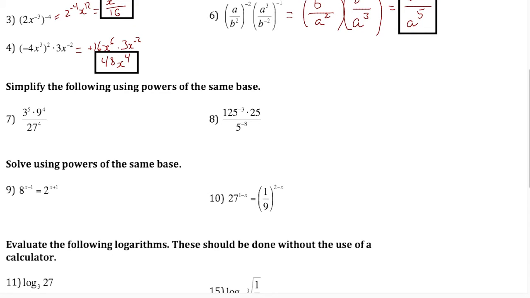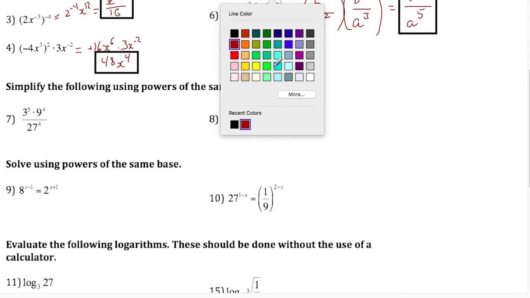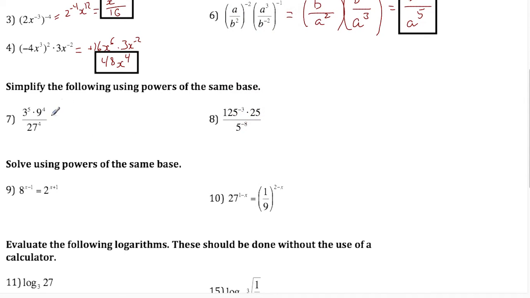So the instructions say we have to use powers of the same base. So if I just put this in my calculator, it's technically wrong because I didn't follow the instructions. So what we can do is change the bases. So if we look, 3, 9, and 27, they're all powers of 3. So we have 3 to the 5th times 9 to the 4th. Well, 9 is really 3 squared. So we replace the 9 with 3 squared. And we have 27, which we can replace with 3 to the 3rd and raise that to the 4th. Now we can distribute our exponents.